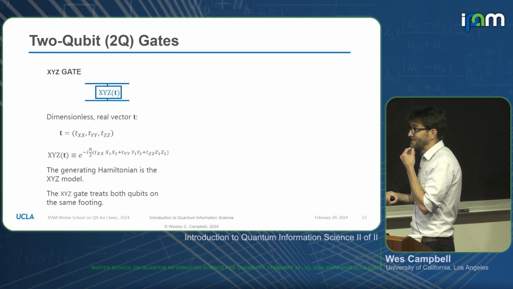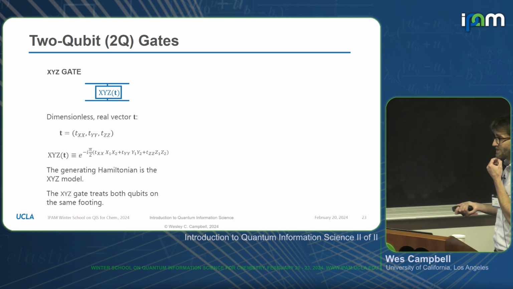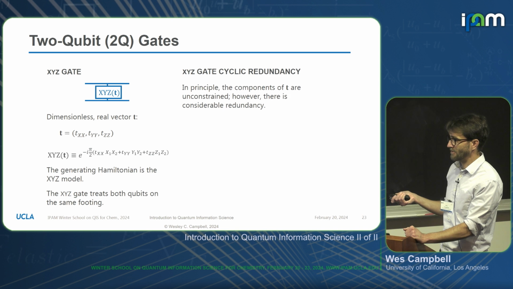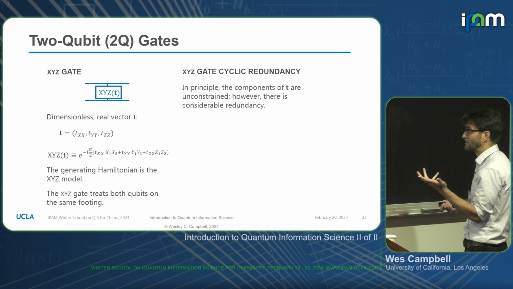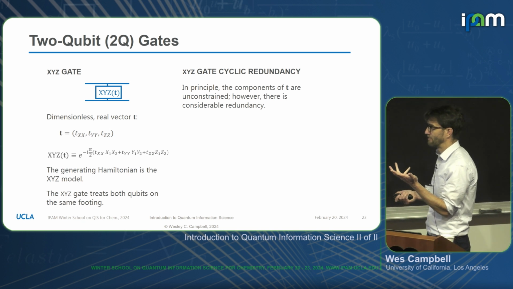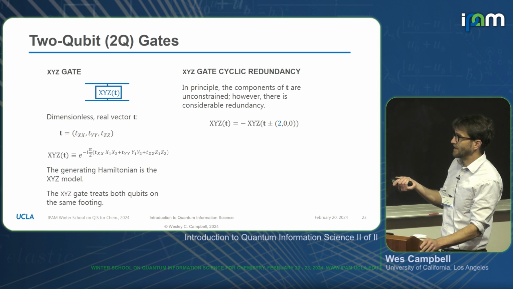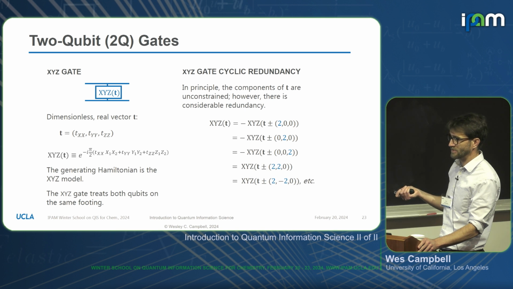It treats both qubits on the same footing, which is nice. That's one of the things that I like about this, but it's also an easy to wrap your brain around version of two systems interacting with each other, okay? In principle, the components of t could be any real numbers. However, there's a lot of redundancy, okay? If I add 2 to txx, I get just a minus sign, okay? If I add 2 to tyy, I get a minus sign, zz, the same thing. If I add 2 to both of them, I subtract 2, and so forth.